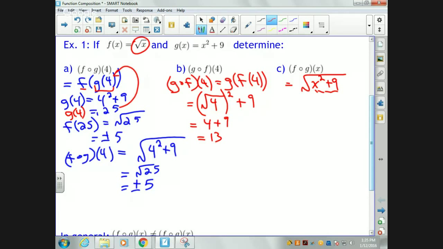I should have maybe just, as a reminder, written this down. We wrote it down on the other two. I probably should have been consistent here. We want to evaluate f at g of x.